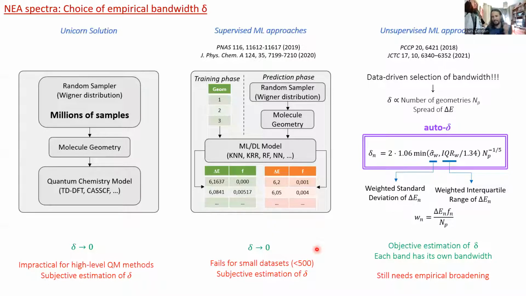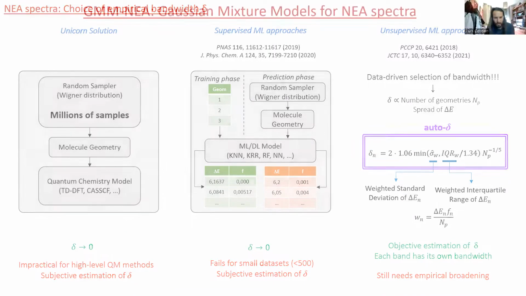The problem is that we still need an empirical broadening, or we are assuming that we have an empirical broadening, and we didn't like that idea too much. So accordingly, we decided to take a different approach based on Gaussian mixture models, and we ended up with an algorithm that we call GMM-NEA.